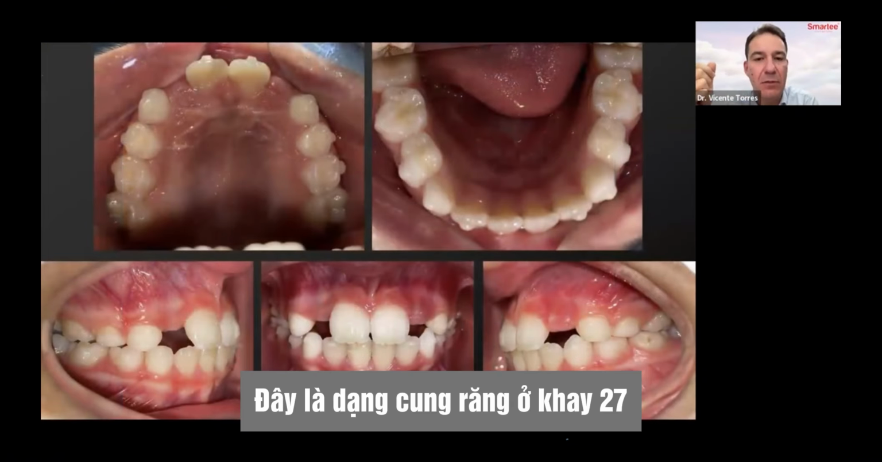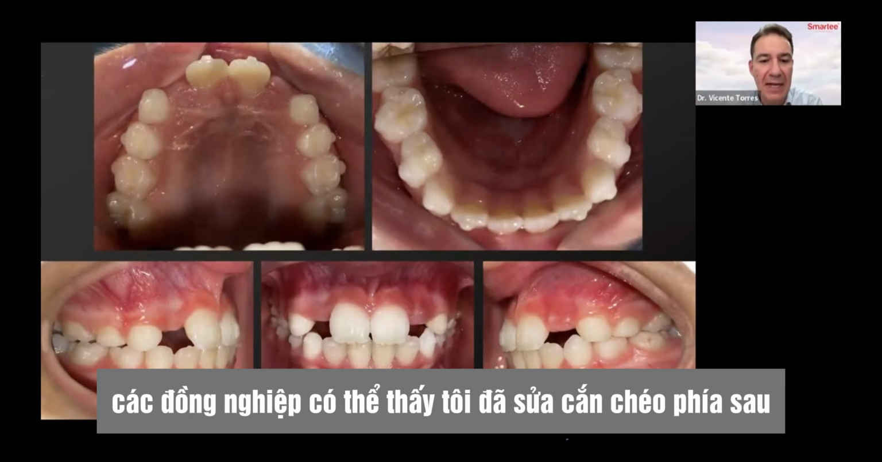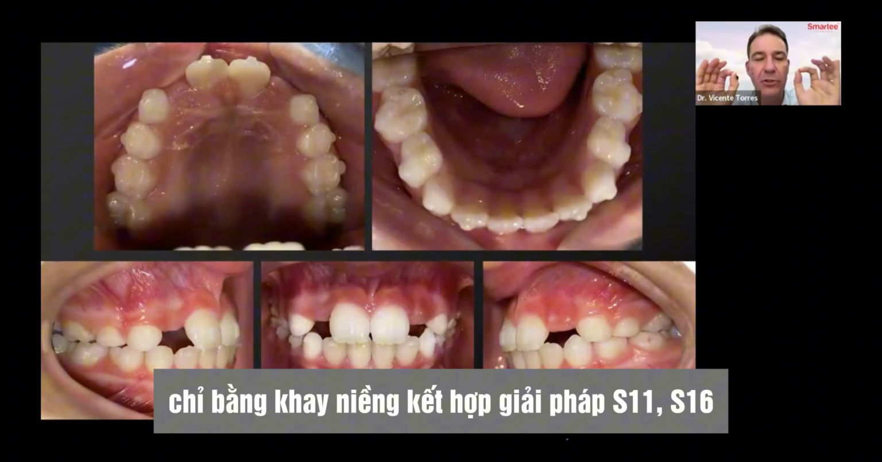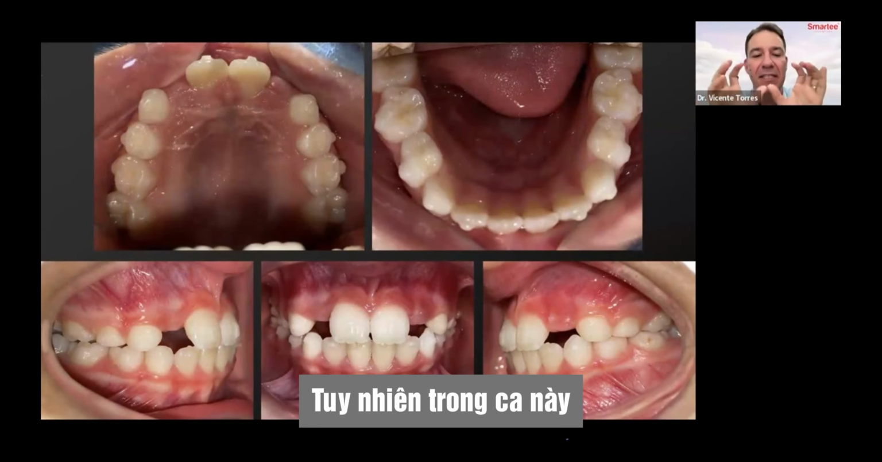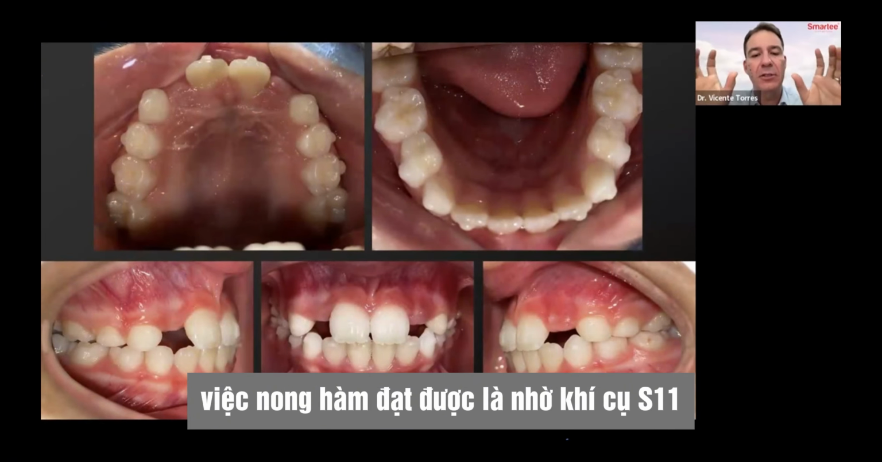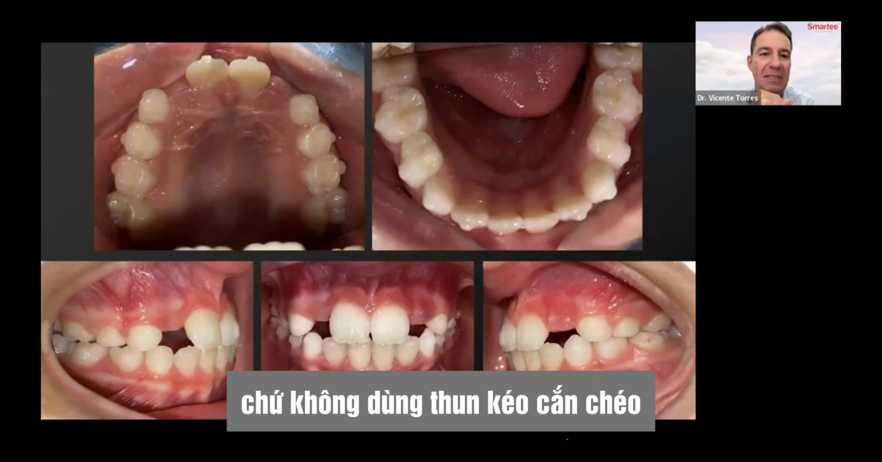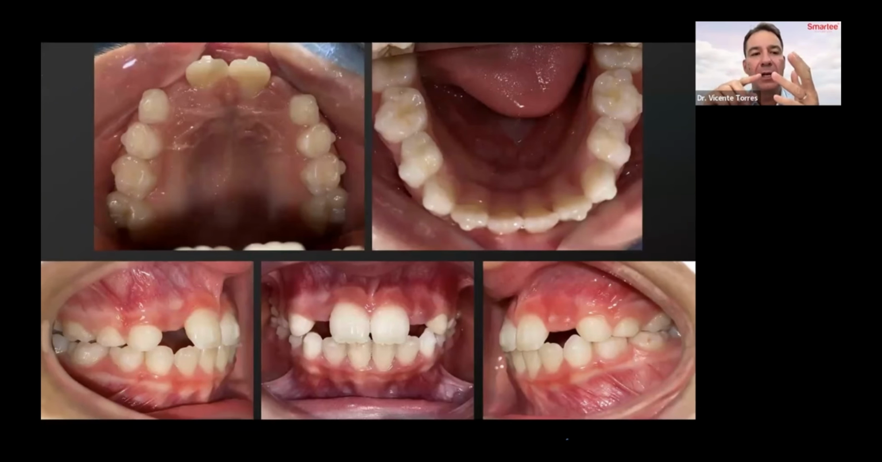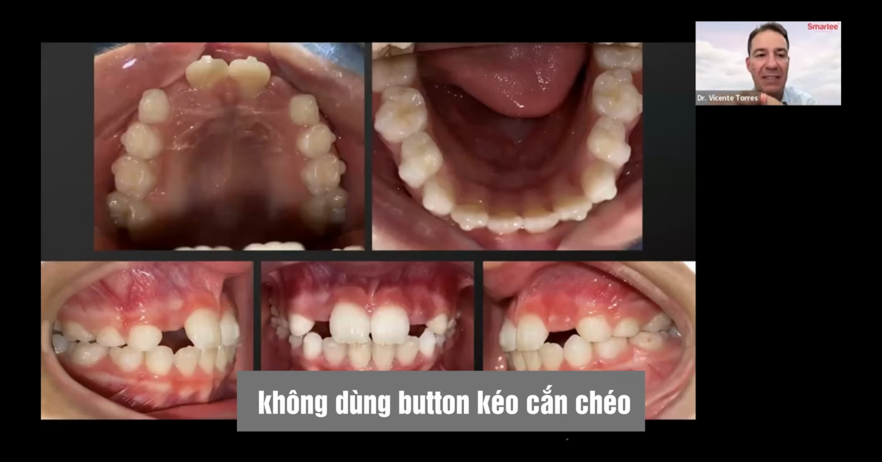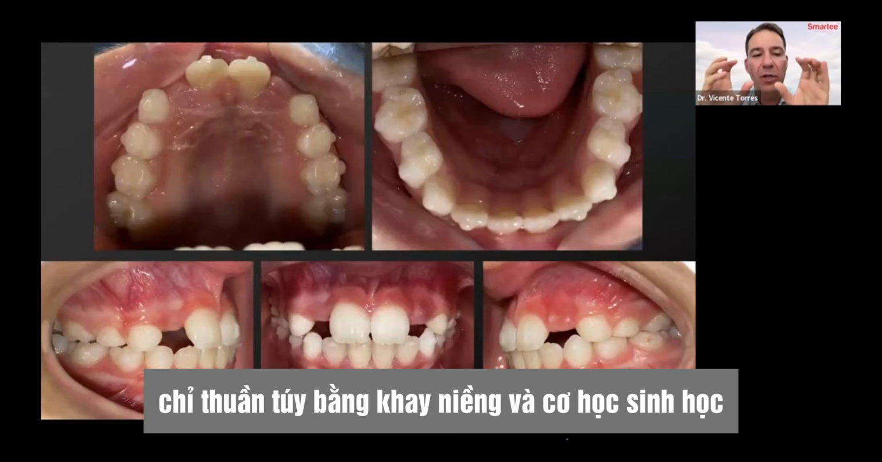So this is the art from the beginning to aligner 27, and you can see that I corrected the posterior crossbite only using the aligners with the S11 solution, with the S16. In that case, the expansion is using the S11 solution, not using crossbite elastics, and of course not using crossbite buttons. So only the aligners, only the biomechanics.